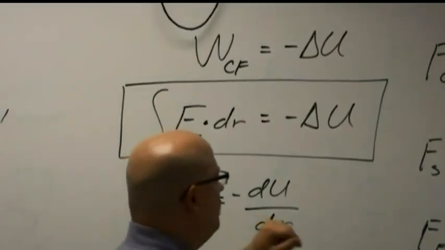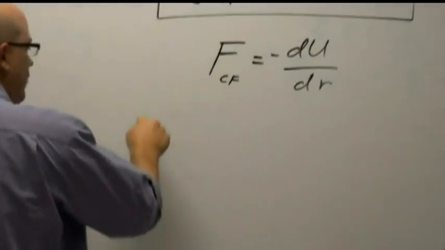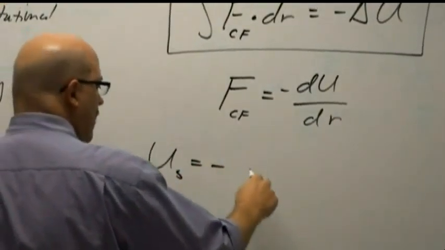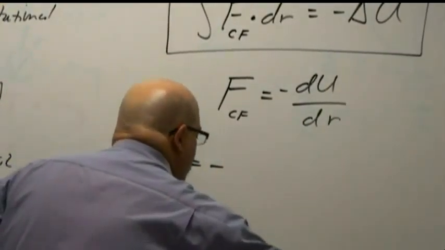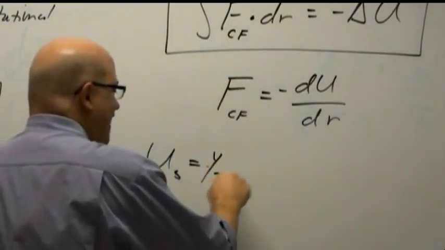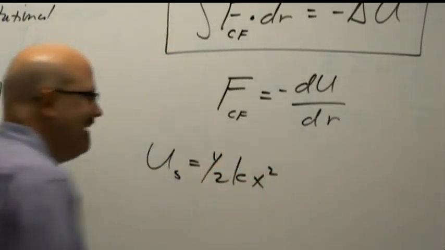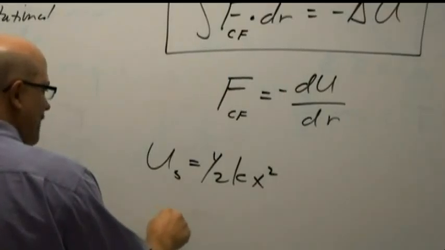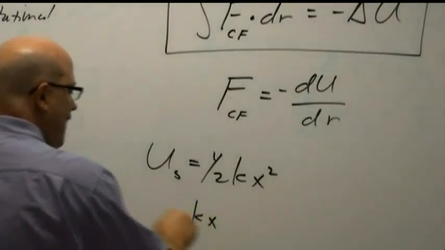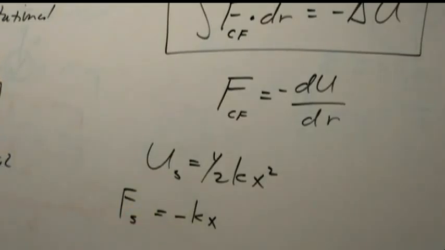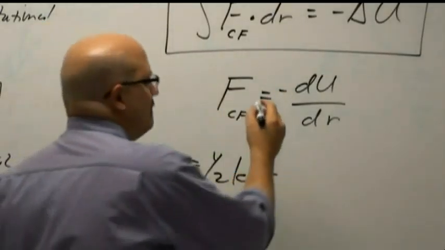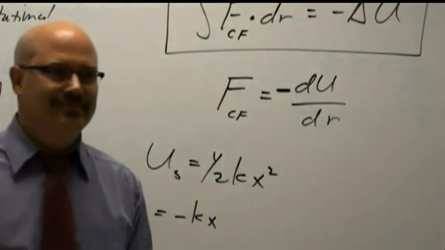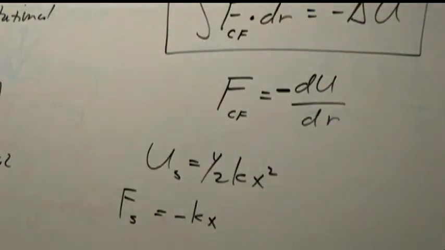Let's look at spring potential energy. Spring potential energy equals 1/2 kx squared. Take the derivative of that with respect to r: kx, negative kx. Hey, that's the spring force. How'd you get negative? Based on that equation. We're amazed by the simplicity.